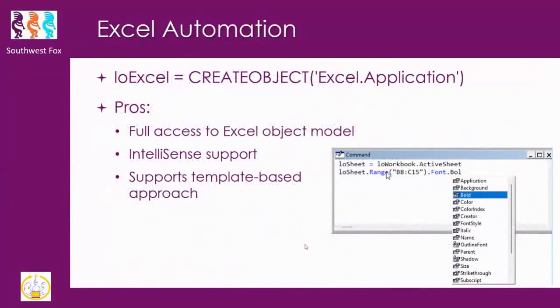All right, Excel automation. This is pretty straightforward. You instantiate the Excel.application object, and now you are talking to Excel as a COM object. So the pros are that you have full access to the entire Excel object model. It has IntelliSense support, as you can see in my little screenshot over at the right there. And it does support a template-based approach, because you can instantiate Excel, tell it to open an existing document, and change the values of certain cells based on the data that exists in the table.